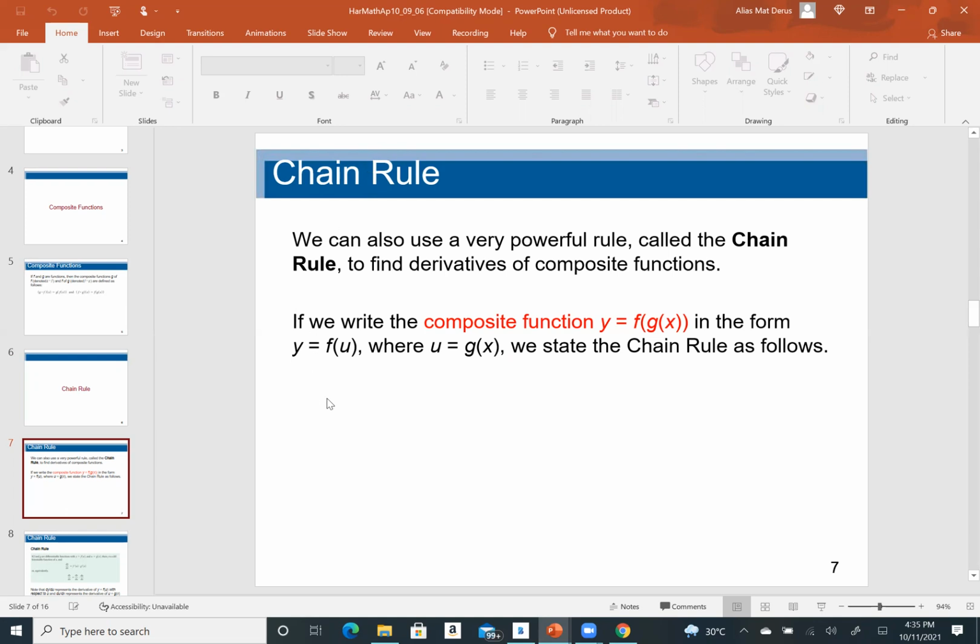Chain rule: you have y as a function of u, and u is a function of x. So basically, we have three variables. So you want to find dy/dx. That's where the chain comes from, because it involves three variables.